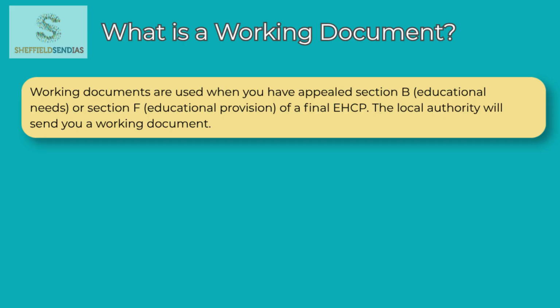If you have appealed Section B and/or Section F of your EHCP, you will usually receive a working document. Remember, Section B is the description of your child or young person's educational needs, and Section F sets out the educational provision which must be in place for them. The local authority will instigate the working document, so this means they will send it to you first.